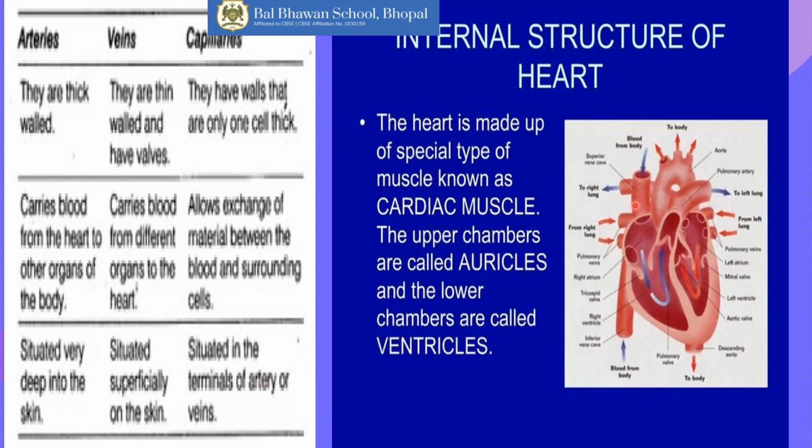Now, coming to the structure of the heart. The heart is made up of a special type of muscle known as cardiac muscle. The function of this cardiac muscle is rhythmic contraction and expansion. Coming to the chambers of the heart, there are upper chambers called auricles and lower chambers called ventricles. Upper chambers are 2 in number, with another name atrium, and lower chambers are also 2 in number.